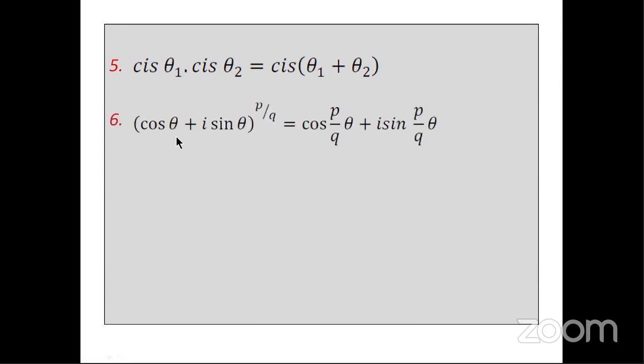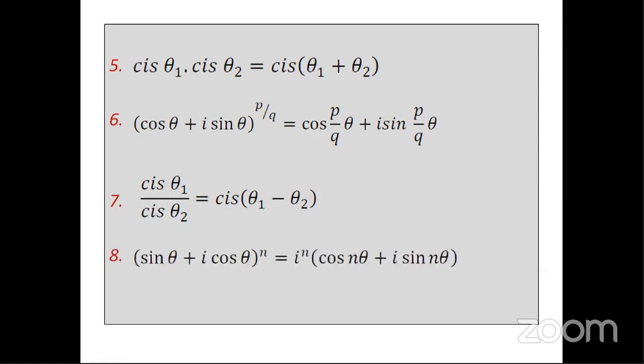Then if you have a power which is in the form of a rational number, cos theta plus i sin theta whole power p by q, this can be taken as cos of p by q theta plus i sin of p by q theta, like what we have taken for integers. Okay, for rational numbers also we can apply De Moivre's theorem. Then cis theta 1 by cis theta 2. Here we have seen the product, here you have the division. Then it can be taken as cis of theta 1 minus theta 2.